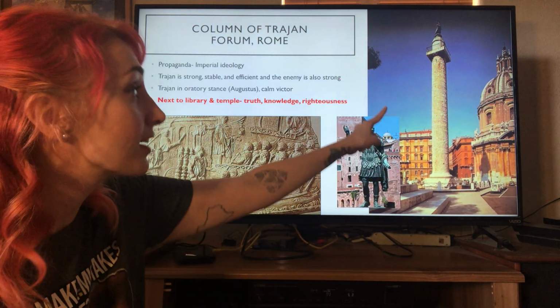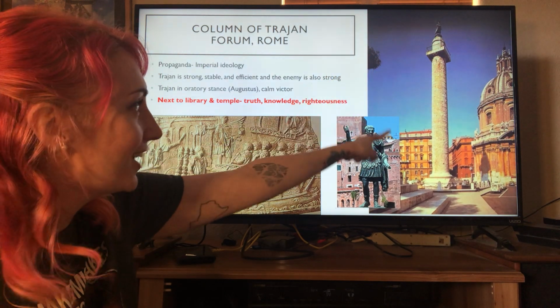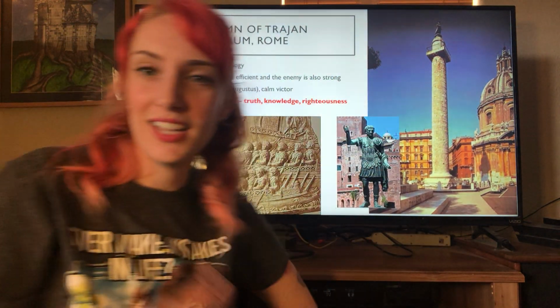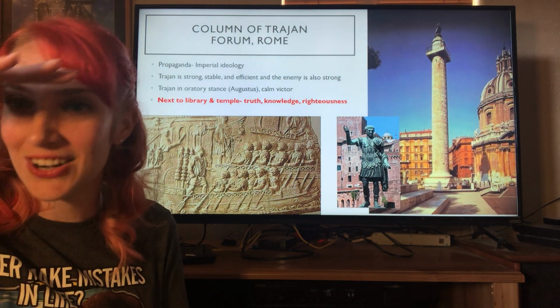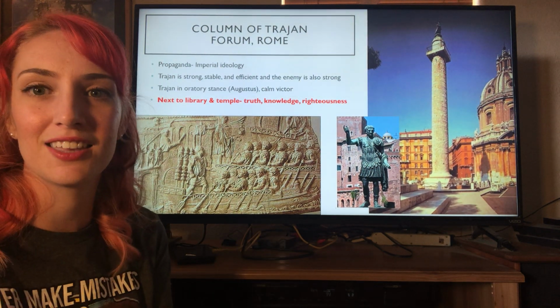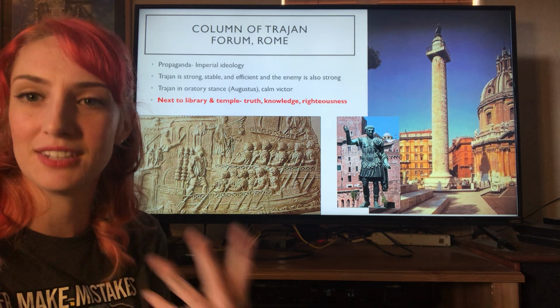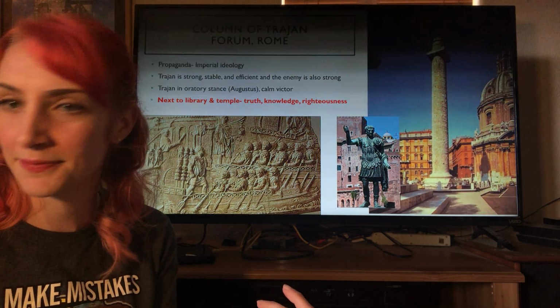You'd be able to walk up inside of it. There are stairs in there. There are windows along, so window, window, window, window. And you can see the temple, the markets, the library, everything that imperial Roman rule has done for Rome. All of the things that Trajan has done for us.